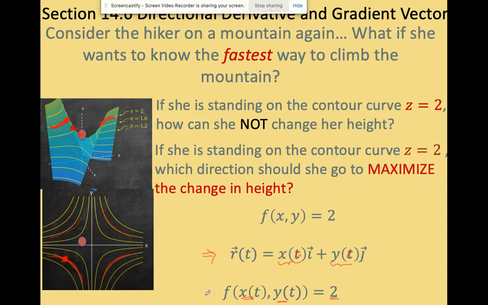So this is the chain rule. I've done a composition of the function that gives me height. I want to stay constantly at a level of 2, but this is my horizontal and vertical change with respect to time.